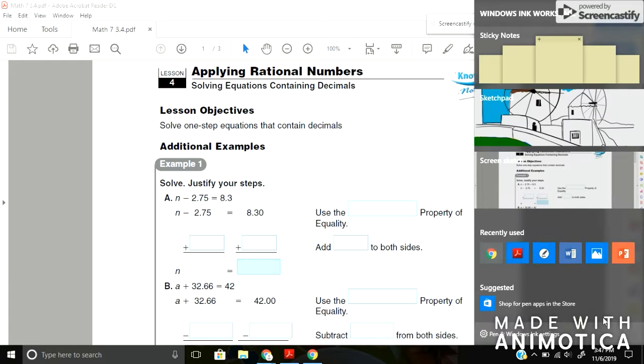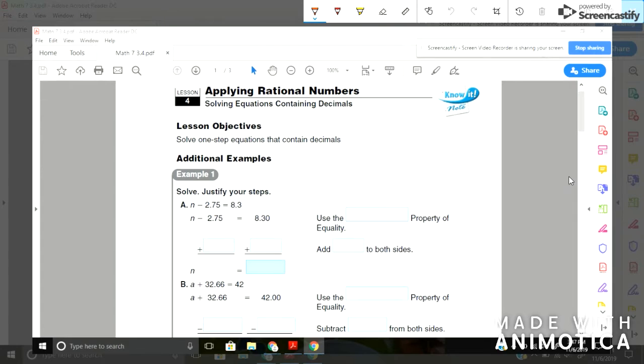It says to solve and then justify your steps. Okay, so we're given the equation n minus 2.75 equals 8.3. Okay, what I need to do is go back to my rules for equations and ask myself that ever important question of what is being done to my variable and how do I undo that?